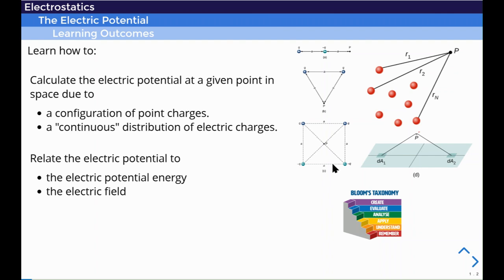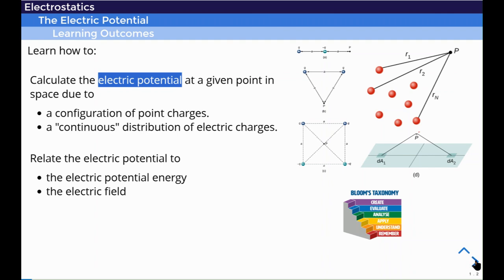or due to some continuous distribution of electric charges, so they're spread out on a surface or a line or a volume, and you want to calculate at a point P what is their influence, which is what we call the electric potential. That's the physical quantity. And then we're going to learn how to relate the electric potential to these other two physical quantities, the electric potential energy and the electric field.